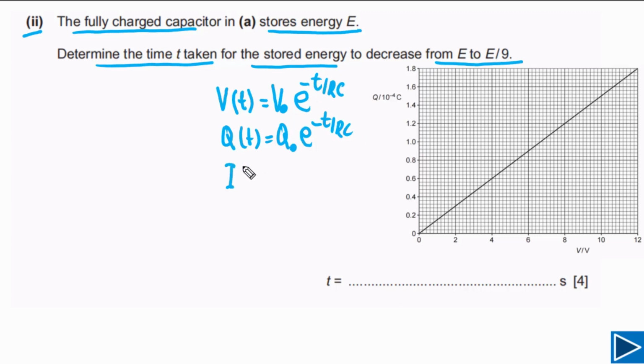We also have a relationship for I as a function of time. This is also equal to I naught, the maximum value of I, times e to the power of negative t over RC. We can use them and we can find the value of time. But if we have the value of V when energy becomes E by 9, then we can find t. So first of all, we need to find out the value of V. Or we can find the value of Q, or we can find the value of I. But in this case, it is easy to find the value of V. So we will just focus on V.